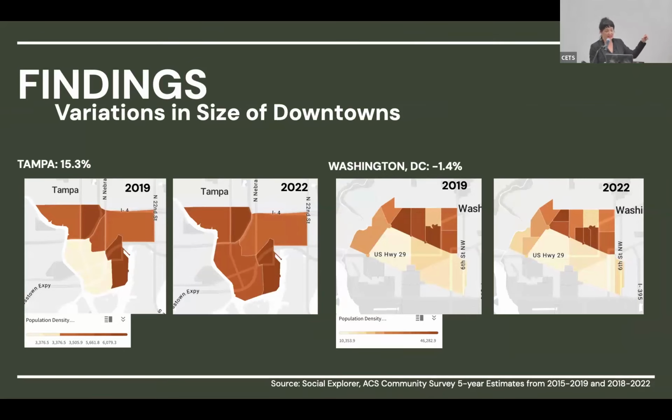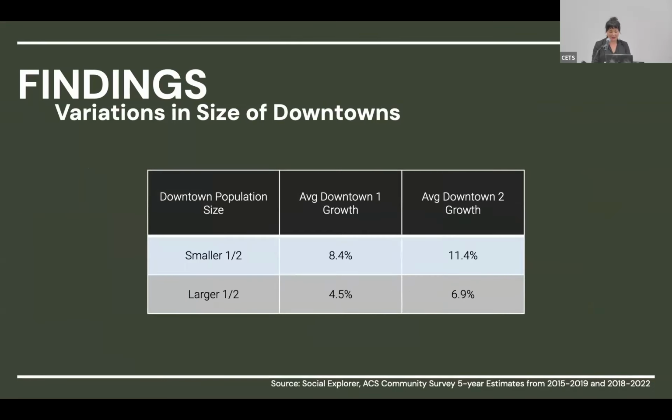One correlation I found is that downtowns that are smaller, and by that I'm not talking about geography, I'm talking about population, are growing faster than larger downtowns. So here's the city of Tampa, one of the smallest downtowns in our study. Notice the difference in population density change with that of Washington, D.C., which is one of the largest downtowns. On average, the smaller half of the downtowns in our study group have about double the rate of growth as the larger half. So this means that people are moving to and staying in smaller downtowns.